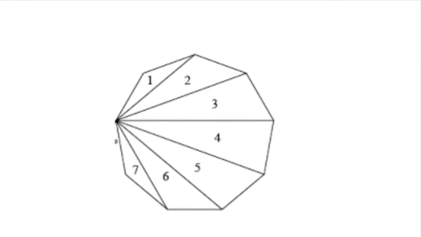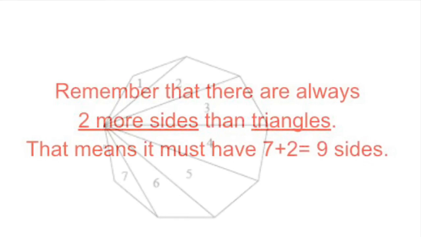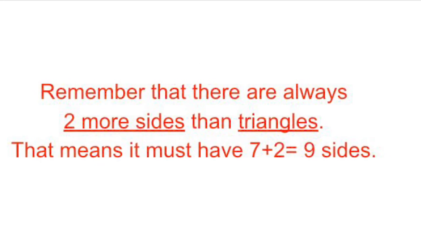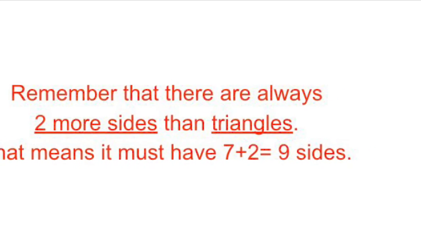Let's look at a picture. Here we have a polygon with 7 triangles, and that polygon has 9 sides. Because remember, there are always 2 more sides than triangles, and that means it must have 9 sides.